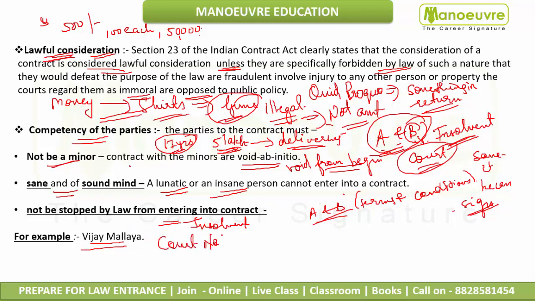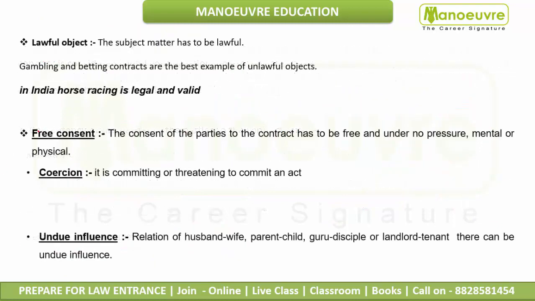Okay, court will not help you, guys, because the parties to the contract are not competent to enter into a contract, and therefore the contract is not valid. It is an invalid contract which cannot be enforceable in the courts of law. Next in the line is lawful object.